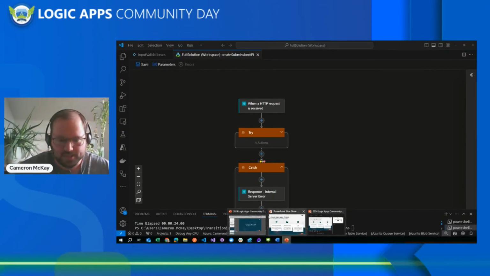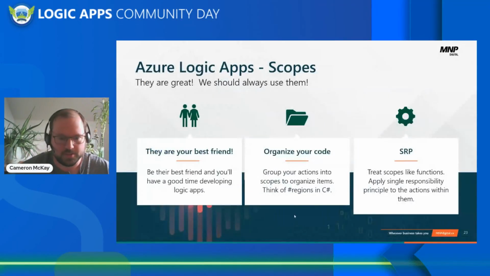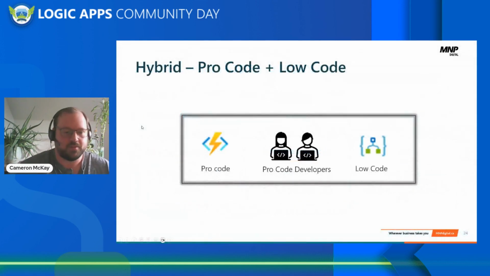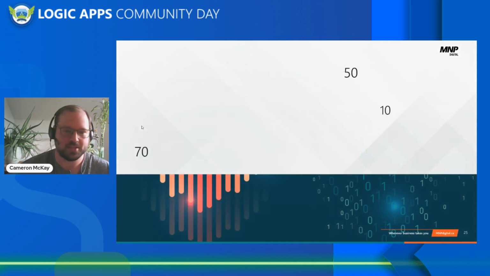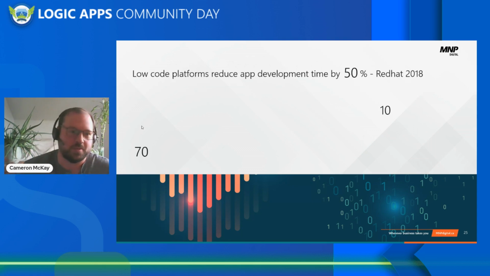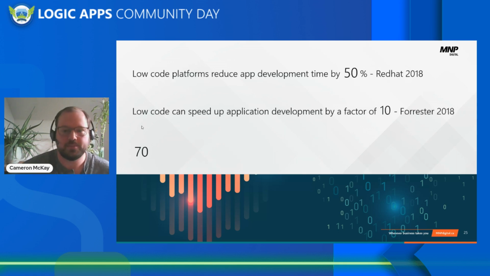So going back to my slides here at the end, just to provide some final thoughts. As you can see, pro code and low code as a hybrid is definitely possible, and there's a lot of gains from doing that. And here's a few numbers on the screen: 50, 10, 70. And really what's been said is that by Red Hat in 2018, low code platforms reduced app development time by 50%. True or not, I mean, it's 6 years ago, so it's very possible that this could happen, and it could reduce your development time by 50% if you were to leverage a hybrid development pattern.